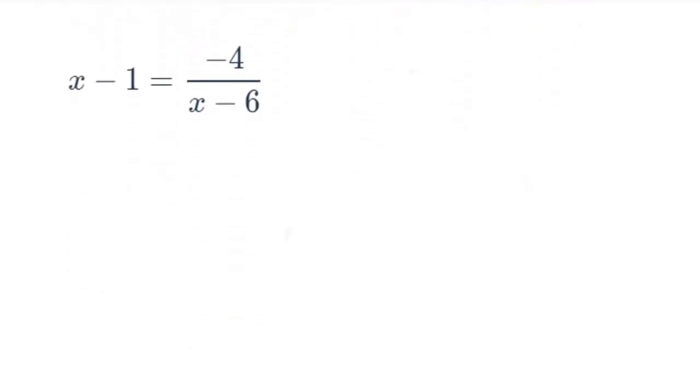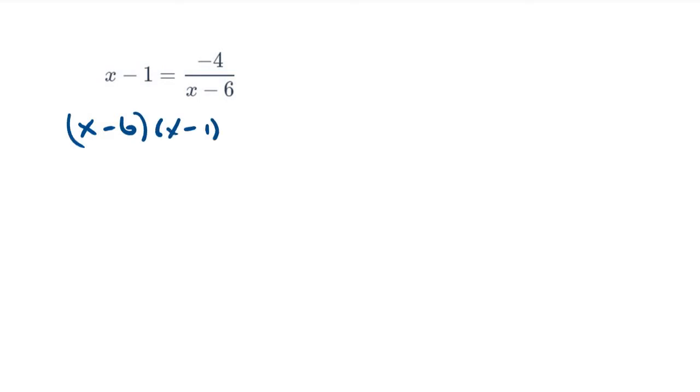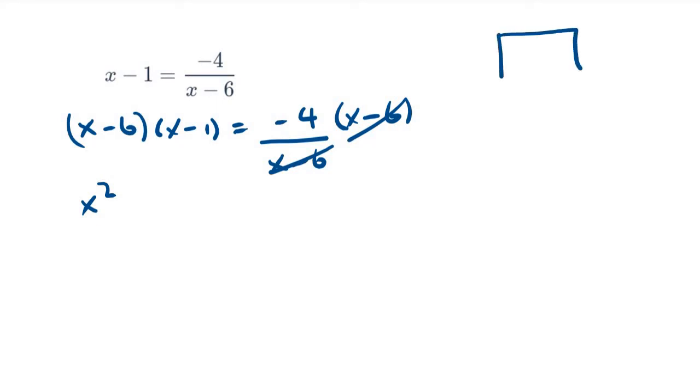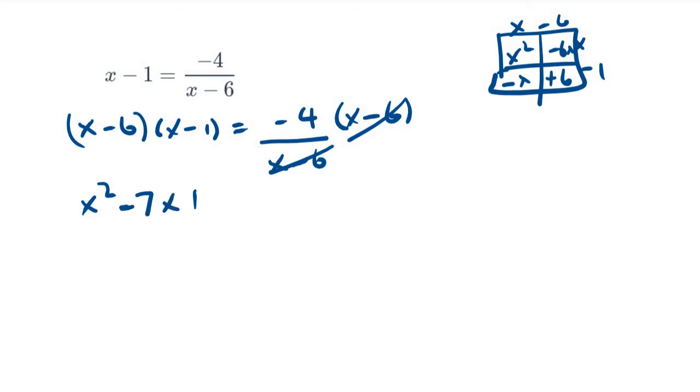This is the last example. In this example, the only denominator is x minus 6. So we multiply both sides by x minus 6. x minus 6 times x minus 1 equals -4 times x minus 6, and the x minus 6 is going to cancel out. And we'll do FOIL on the left side. If I do the FOIL here, x minus 6 times x minus 1, we're going to have x squared minus 7x plus 6 equals -4, which we can add 4 to both sides, will be 10. So it will be 10 on the left side.